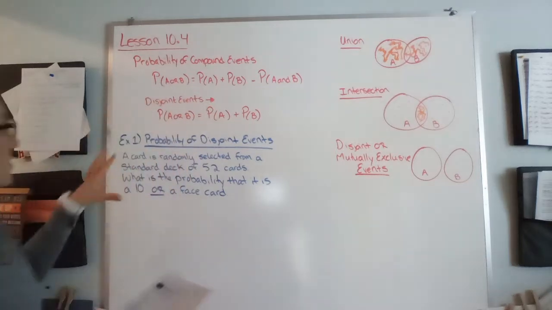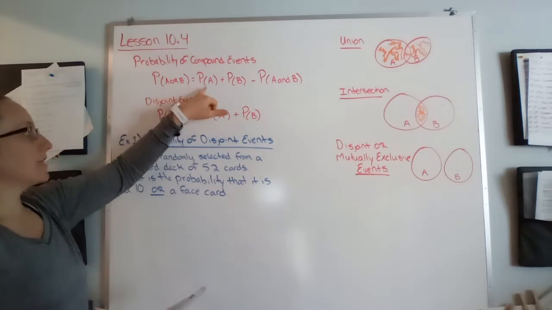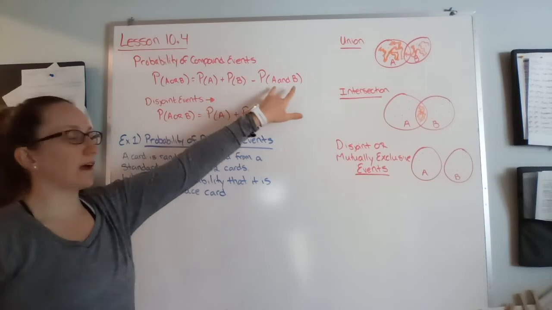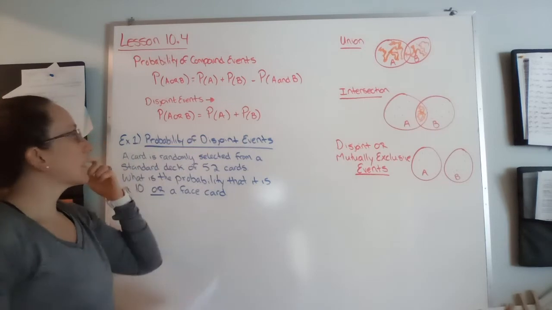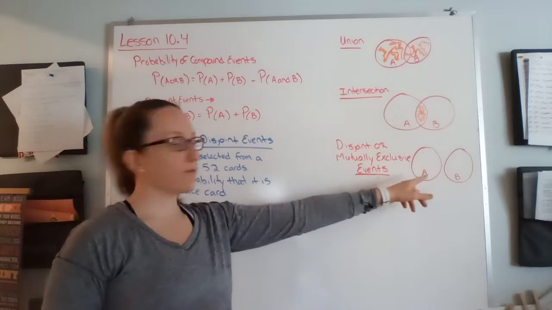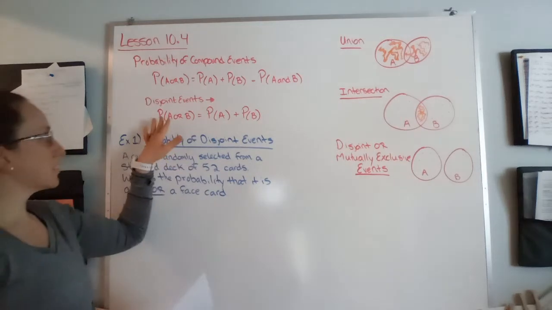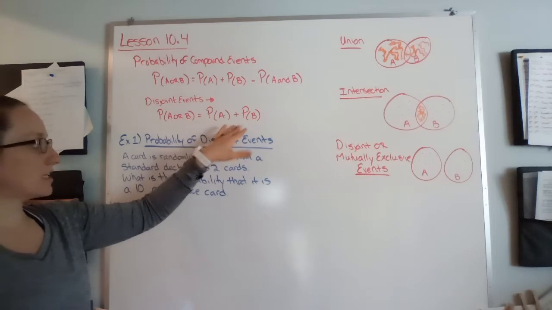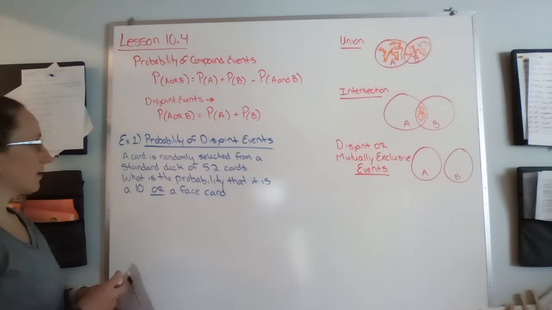Okay? So for the probability of compound events, we find the probability by taking the probability of event A, adding the probability of event B, and subtracting the probability of event A and B. That's going to be the overlap, what was already accounted for. Now if there is no overlap, if the two events are mutually exclusive or disjoint, you don't have to subtract away the overlap. So for disjoint events, to find the probability of A or B, you just take the probability of A and add to it the probability of B. So we're first going to look at a disjoint event problem.